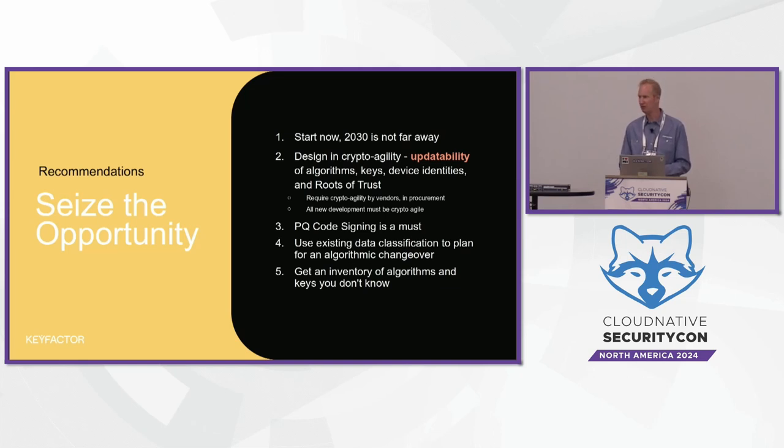And many organizations have an existing data classification, like for personally identifiable information, GDPR or whatever, so you know where your most important data is. So you can plan there for an algorithm changeover. And of course, you also need to inventory for algorithms and keys that you don't know about.